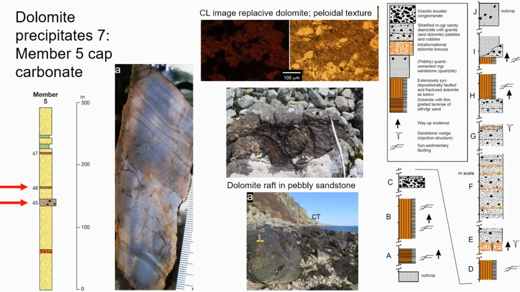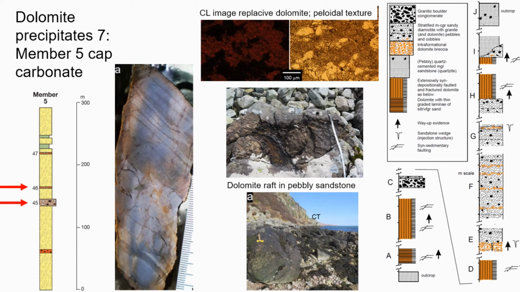The final dolomite-forming level in the Port Askaig Formation is in Member 5, in the middle of a thick succession of quartz-cemented sandstones as shown in the log on the left. Dolomite here occurs in a poorly exposed cliff section and well-exposed fallen blocks in association with gravelly sandstones marked as 45 and 46 on the log, interpreted as mass flow deposits.